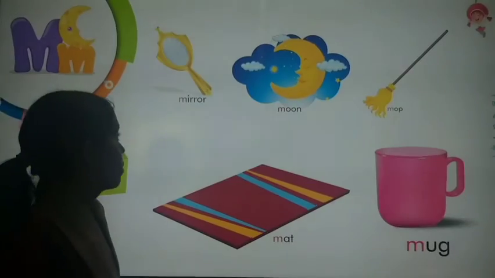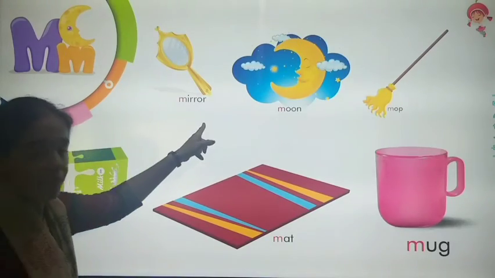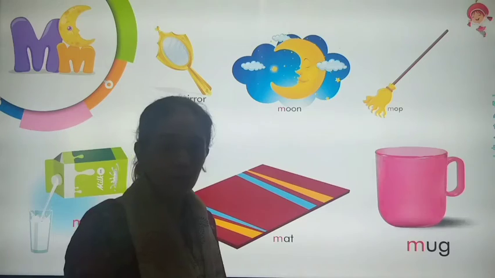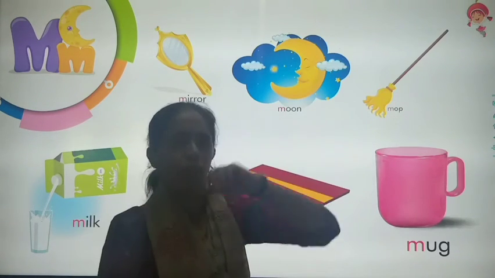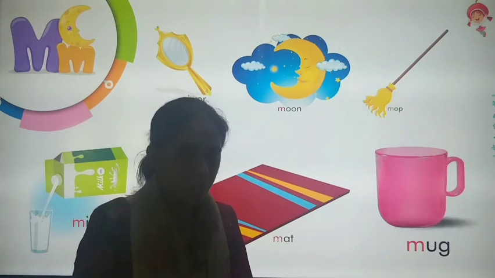So now some more objects. M for mirror, M for moon, M for mop. What is mop? Mummy ghar pe pocha karti hai na?